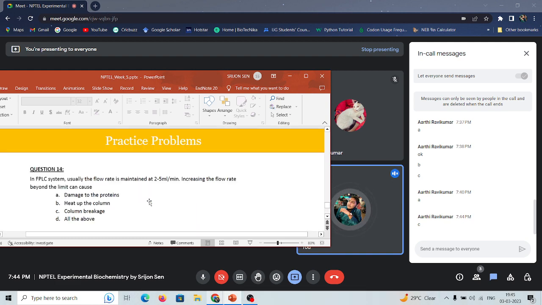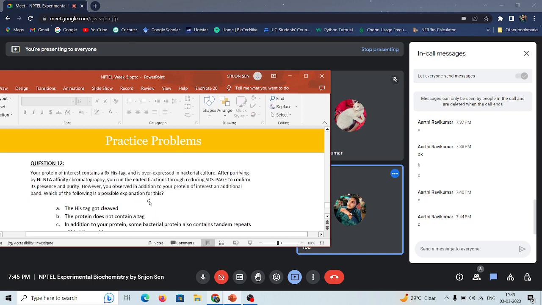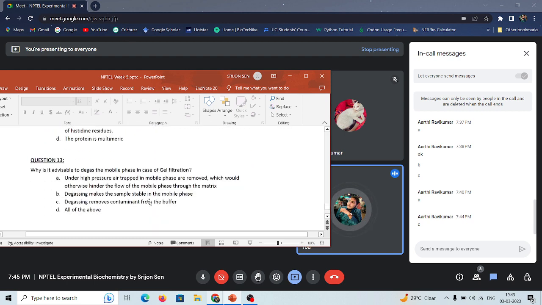Number 13 says, why is it advisable to degas the mobile phase in case of gel filtration? Under high pressure, air trapped in the mobile phase is removed, which would otherwise hinder the flow of the mobile phase to the matrix. Degassing makes the sample stable in the mobile phase. Degassing removes contaminants from the buffer. Which is the right answer? D says all of the above. Why do we need to degas the mobile phase?